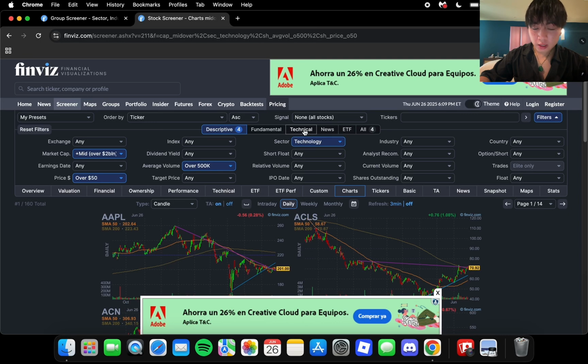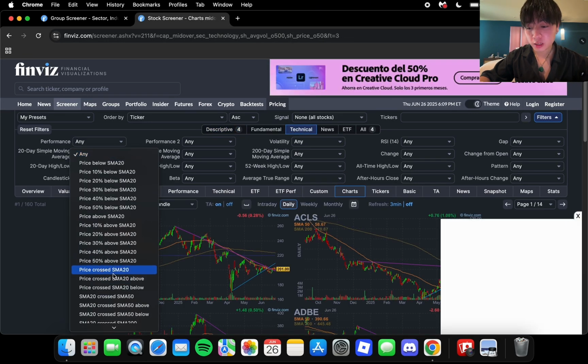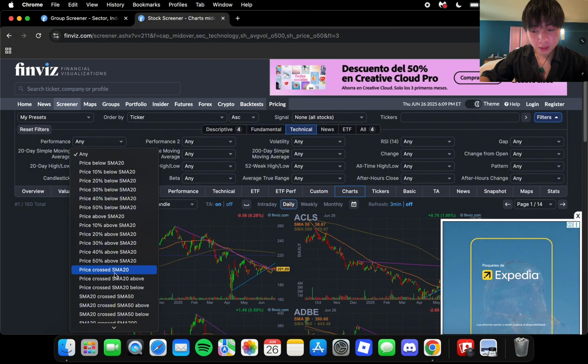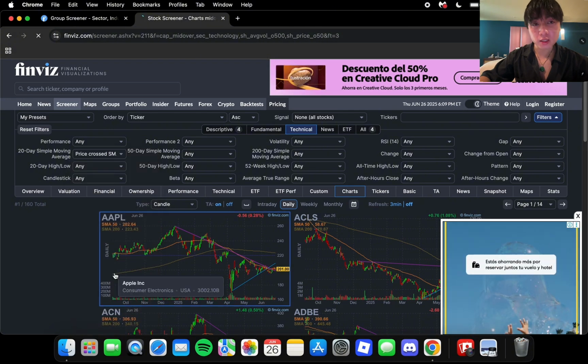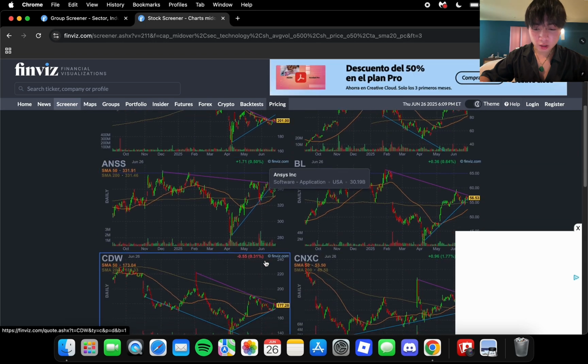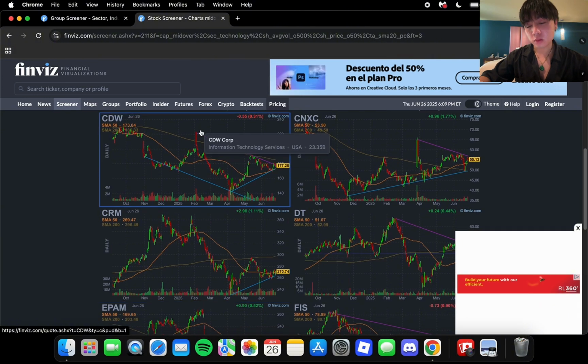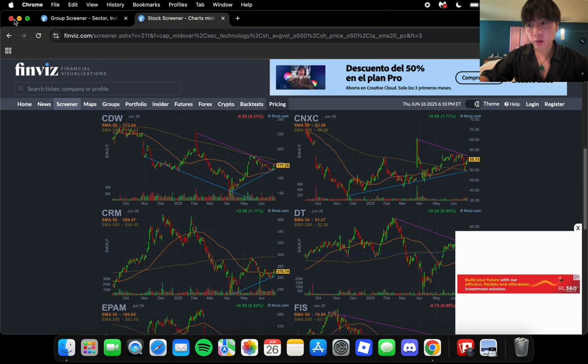All right, so next you want to go to technicals, and then to the 20-day simple moving average. You want to press price cross SMA 20. This is similar to EMA. From here you just look through all of these charts and see which one speaks out to you and gives you the best setup. And then you confirm it with TradingView.